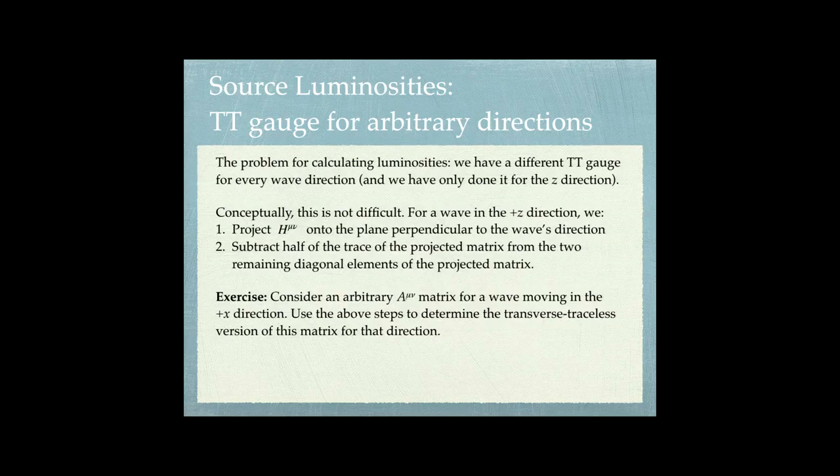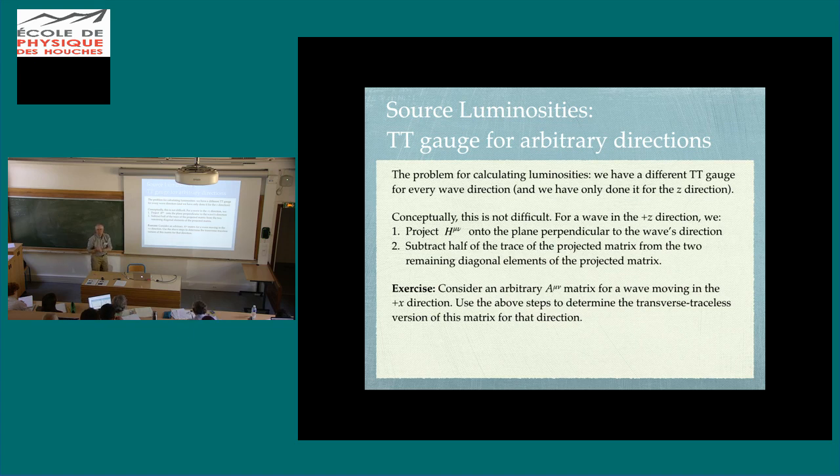All right? So let's think about calculating source luminosities. The problem we're encountering here is that you have a different transverse-traceless gauge for every wave direction. I showed you how to do it in the z direction, but if I'm going to calculate luminosities, I need to have waves going out in all directions, so I need to calculate what the transverse-traceless gauge is, and therefore what the energy flux is in all directions. Now, conceptually, this is actually not difficult.